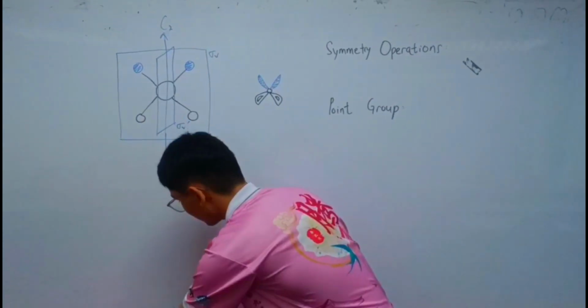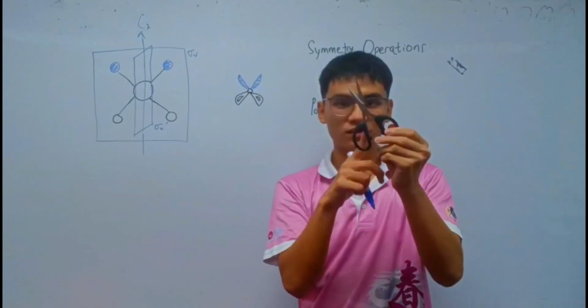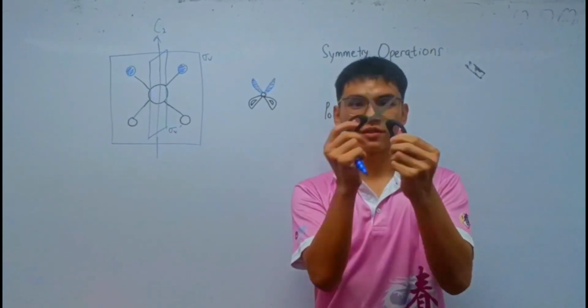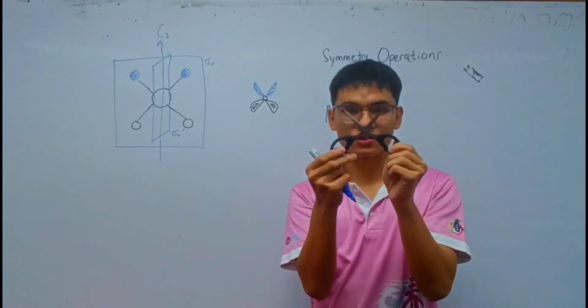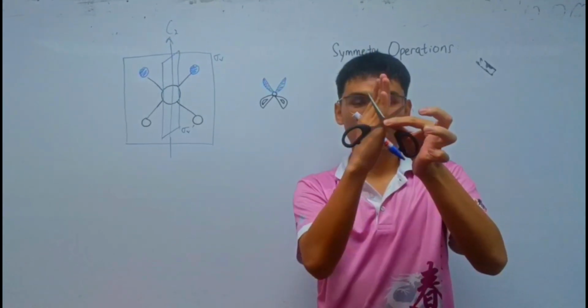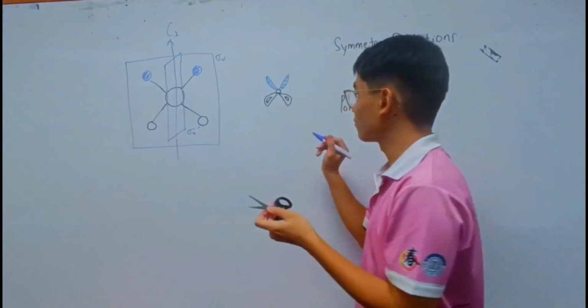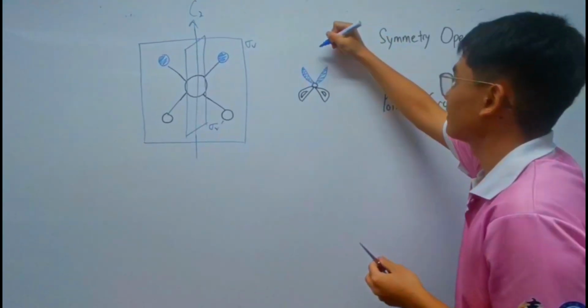Looking at the real scissors, it's the same thing. We have the C2 axis in between the scissors, so we can rotate and get the same configuration. We also have the plane in between the scissors, and from this angle, we have a plane cutting through all of the atoms. So, we can draw it like this.